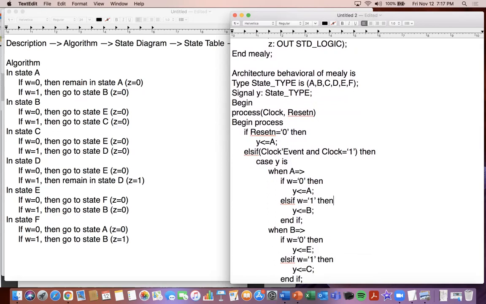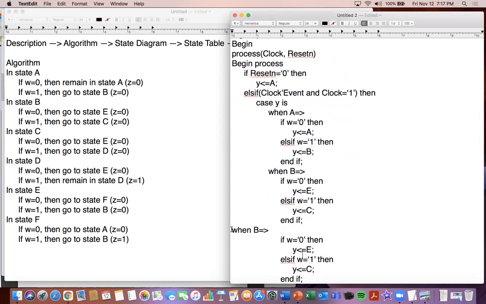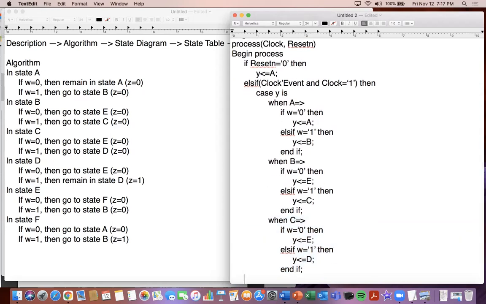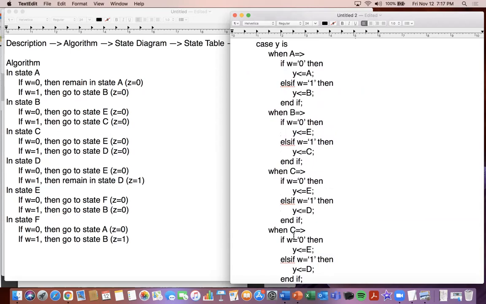And if statements, okay. Then after we did that, now we're gonna go to state case C. Let's start copying some of these. Okay, in C, if it's 0, then go to state E. If it's 1, go to state D. And then do the next one. When it's D, if it's 0, then go to E. If it's 1, go to D. And that's the exact same.